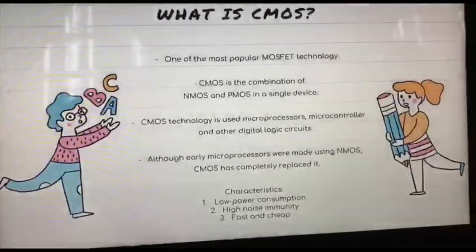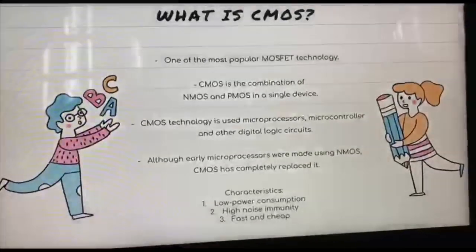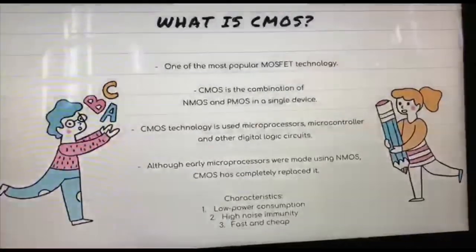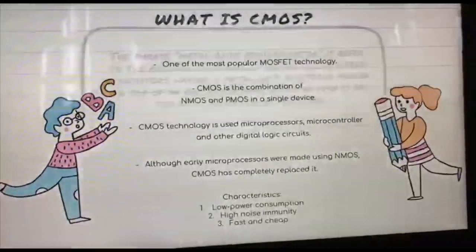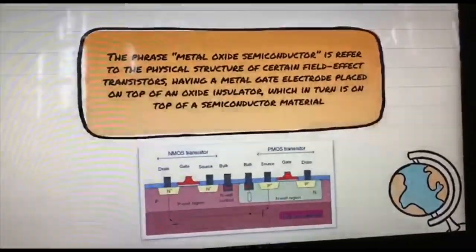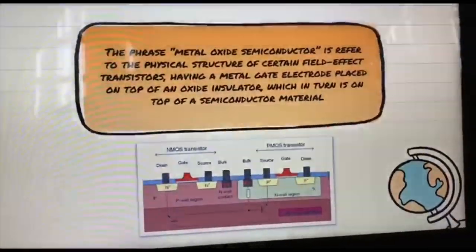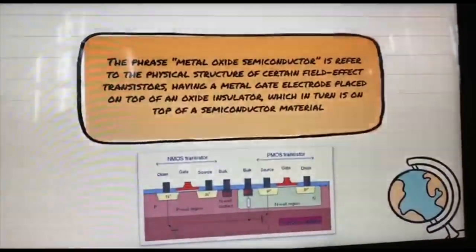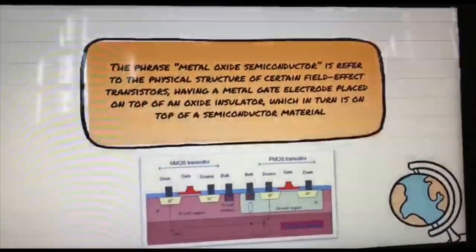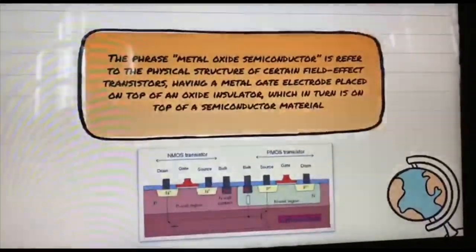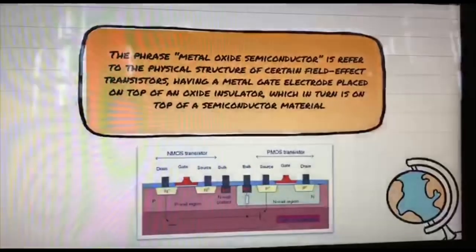So these are some of the characteristics of CMOS. First, it has low power consumption. Second, high noise immunity. Last, fast and cheap. The phrase metal oxide semiconductor refers to the physical structure of certain field effect transistors having a metal gate electrode placed on top of an oxide insulator, which in turn is on top of a semiconductor material. We can see this from the figure below.